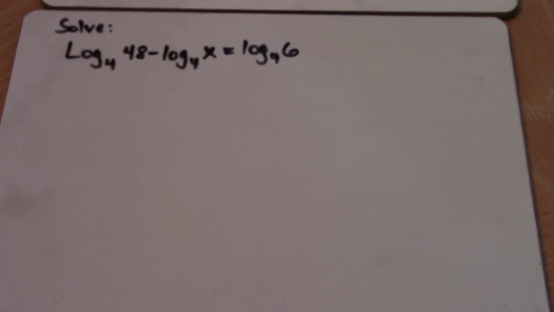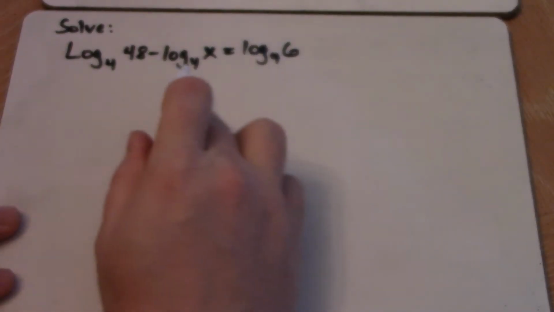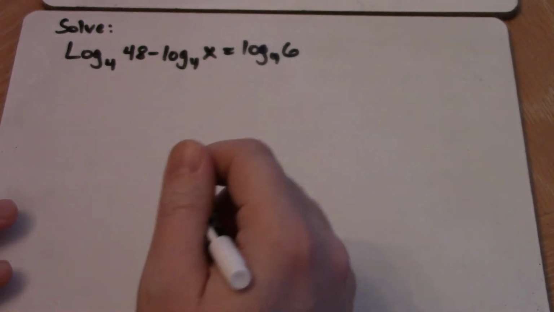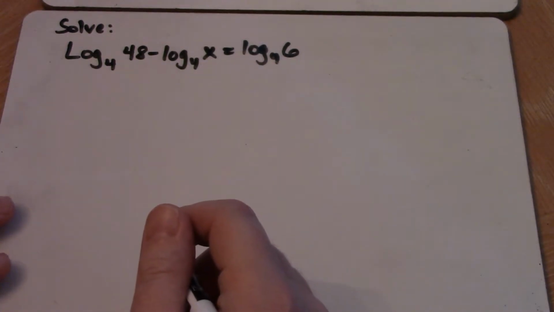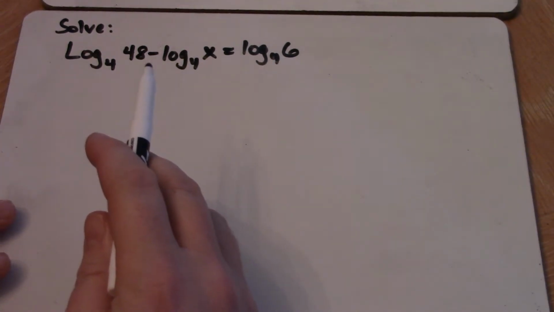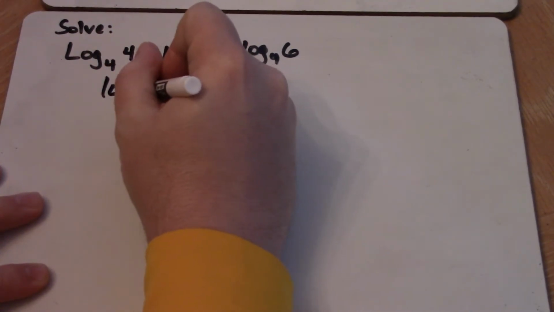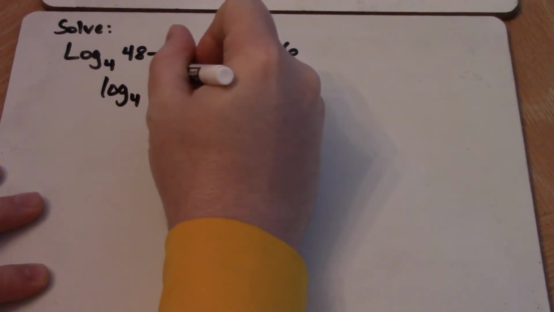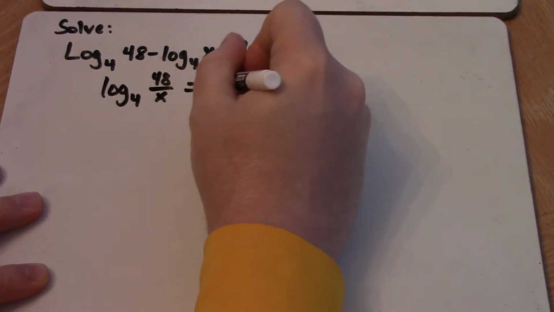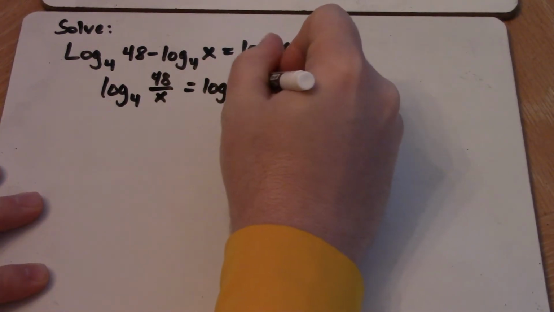Similar problem type. We're going to take the same basic approach. We have two logarithms on the left side. We need to combine those. So if we look closely, we'll see the subtraction symbol in between those two. That means we're going to set up the quotient rule to change this into log base 4 of 48 over x equals log base 4 of 6.